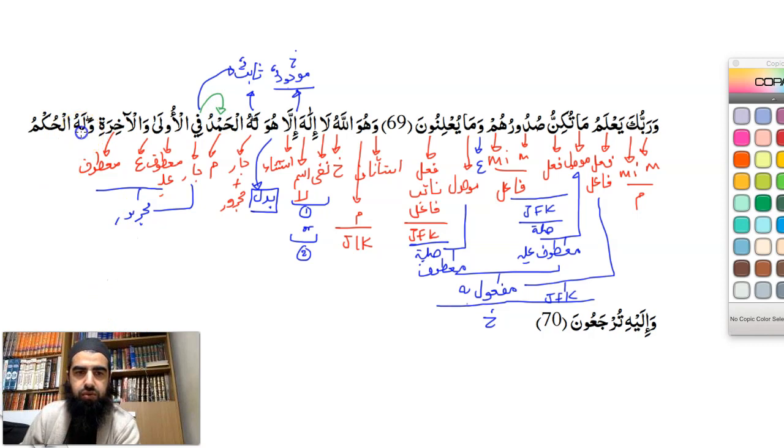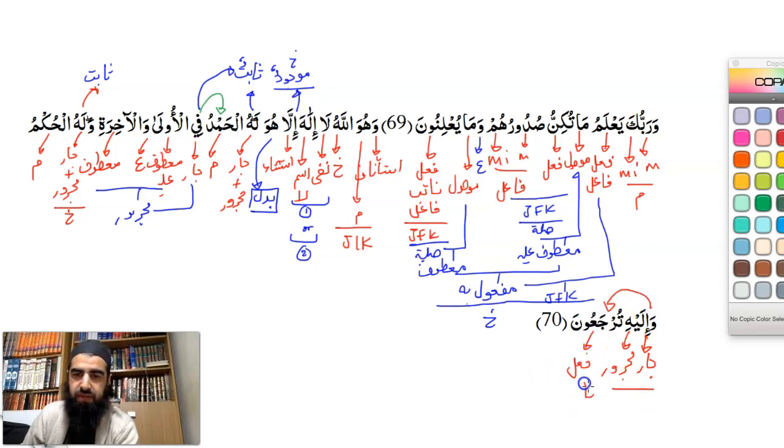Okay, wa lahu: lahu is jar majroor, and that becomes again, like we said, the khabar, muta'alliq to thabitun, and al-hukm is going to become the mubtada muakhar. And wa ilayhi turja'un: jar majroor, and this is going to become muta'alliq to the fi'l after it, turja'un, which is the fi'l plus naib file.